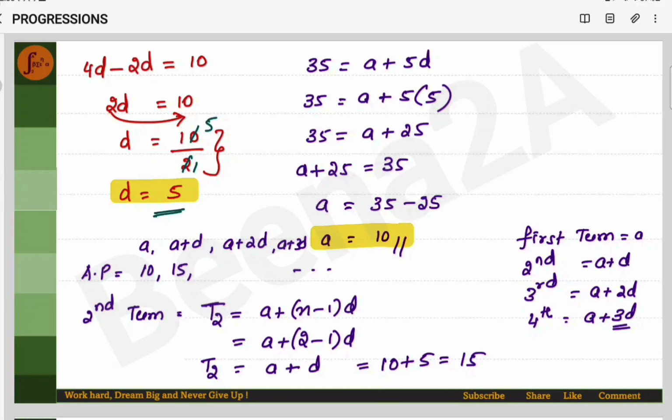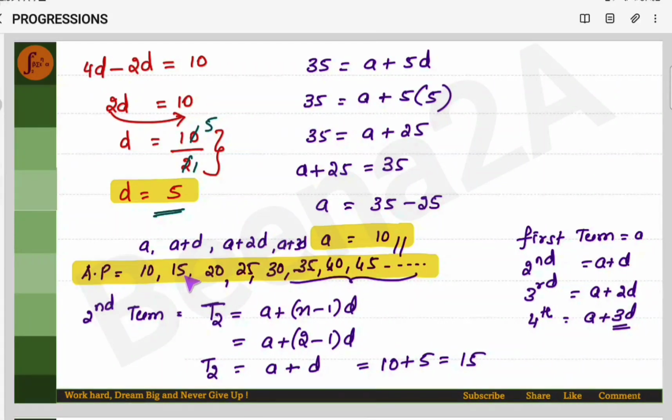Second term is 15. Now, it's very simple. We know the difference is 5. So, add 5 to this, 20. Add 5 to 20, 25. Add 5 to 25, 30, 35, 40, 45. Right? So, now we got the sequence. Put the dots at the end because it's an infinite series. They have not told the number of terms. So, you'll always have to put dots here. So, the arithmetic progression is 10, 15, 20, 25, 30, 35 and so on.